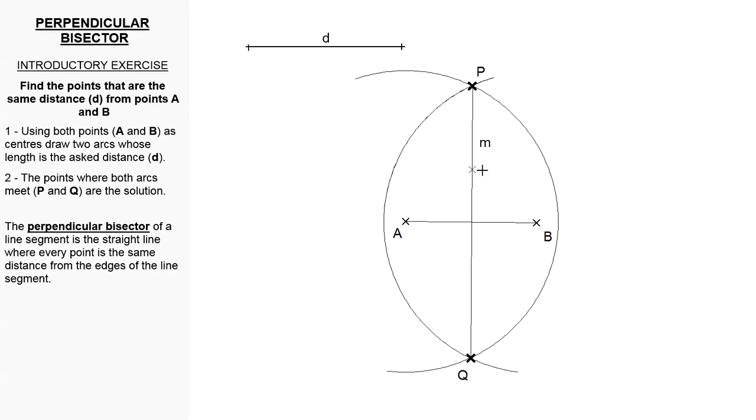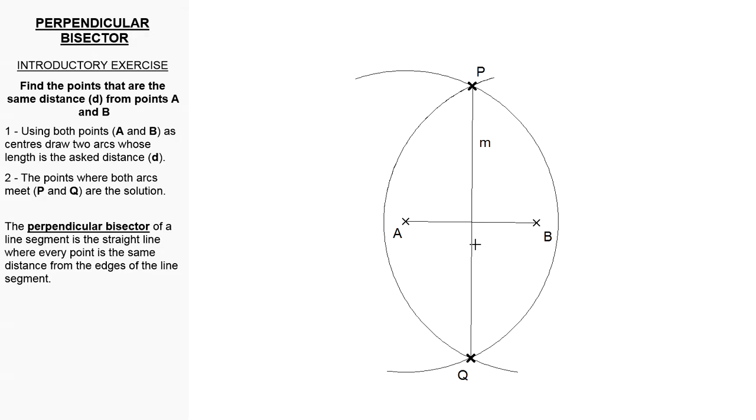This point 1 is the same distance from points A and B. We can check it with the compass. Here we see it. The same happens if I pick this point 2, which is at the same distance from points A and B, and the same happens with this point 3, which is also the midpoint of the line segment AB and is also at the same distance from A and from B. I repeat then that the perpendicular bisector of a line segment, this line M, is the straight line where every point is the same distance from the edges of the line segment.